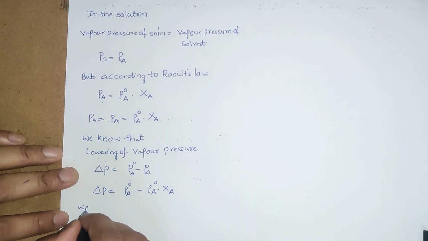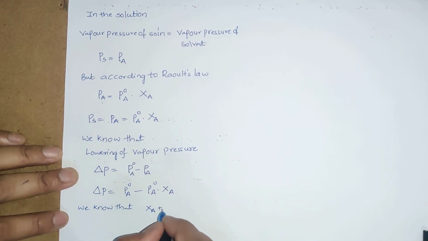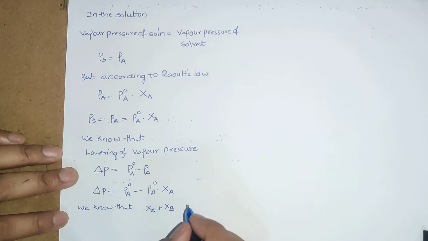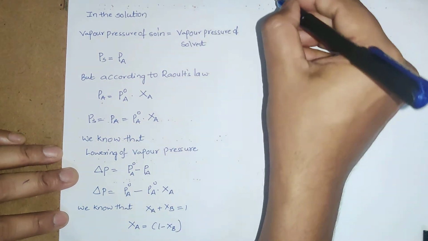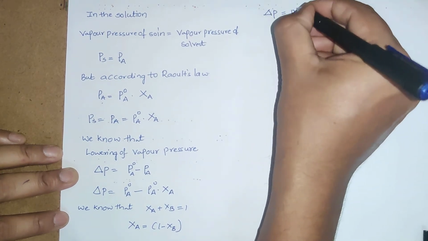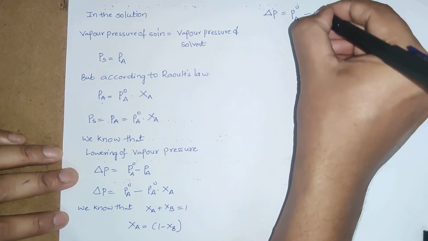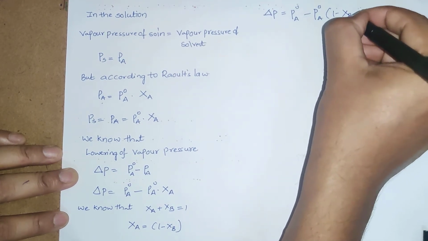We know that the mole fraction of the two components, XA plus XB, is equal to 1. Then XA is equal to 1 minus XB. You can substitute here. Then what we get? Delta P is equal to P naught A minus P naught A into (1 minus XB).